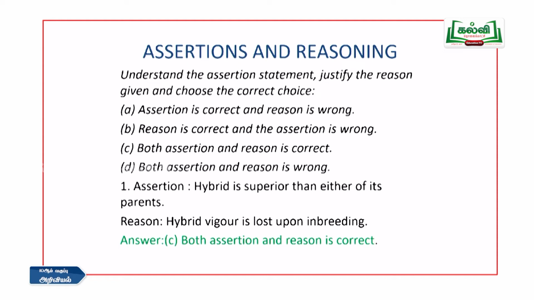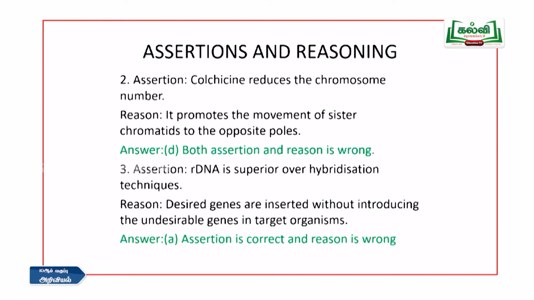Question number 1. Assertion: Hybrid is superior to either of its parents. Reason: Hybrid vigor is lost upon inbreeding. Answer, C. Both assertion and reason are correct. Now, question number 2. Assertion: Colchicine reduces the chromosome number. Reason: It promotes the movement of sister chromatids to the opposite poles. Choose the correct one. D is the answer. Both assertion and reason are wrong.